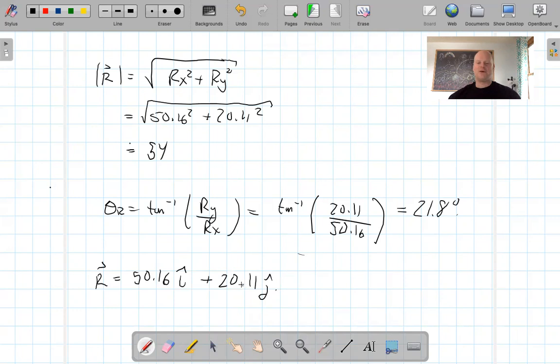And then 20.11 would be the y component, because I know whatever is in front of j hat is the y component. And again, the j hat tells me that's what's pointing in the y direction. So this is how we actually add vectors together. So again, to add them together, all we have to do is add all the like components together.